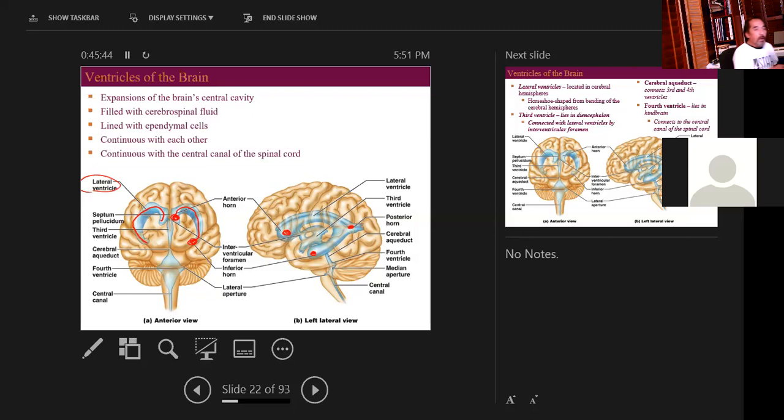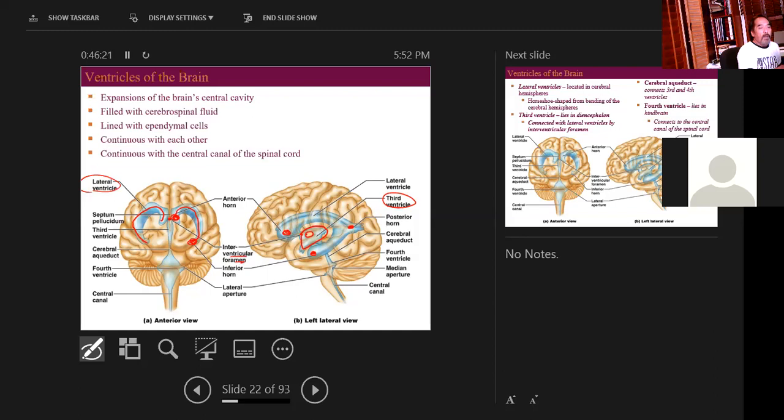Okay, now after that, it connects here to this ventricle. This one is located there because the thalamus is there. That's part of the diencephalon. And this one is going to be the third ventricle. The lateral ventricles connect to each other and to the third ventricle by what we call the interventricular foramen. So the interventricular foramen connects the two lateral ventricles, and then they connect into the third ventricle right here.